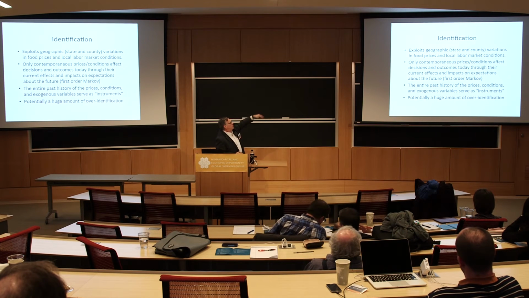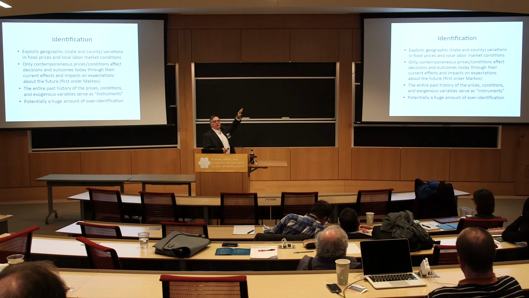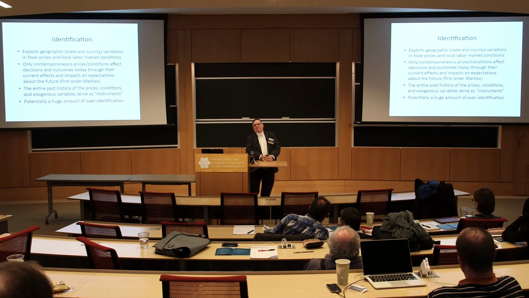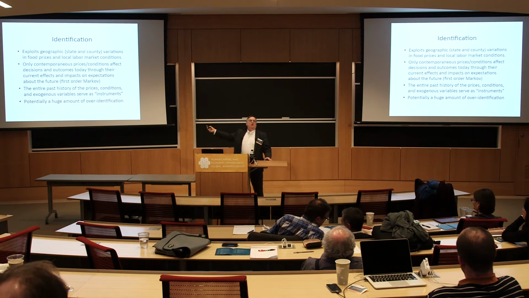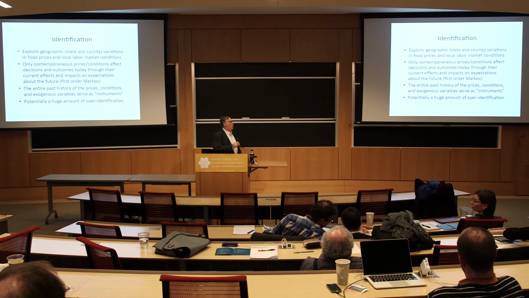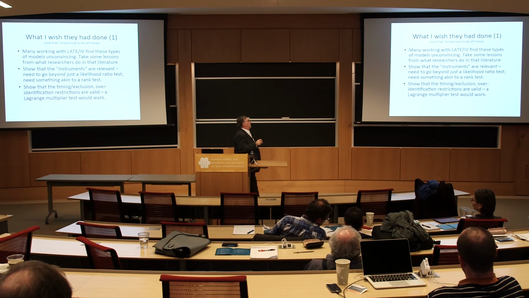There's a first-order Markov assumption that buys an enormous amount of identification here. Today's current state is measured by the entire sequence of the past. There's just an enormous amount of over-identification. It's like some papers by Sargan and Bhargava about 25 years ago. So there's a whole lot of potential over-identification in the model.